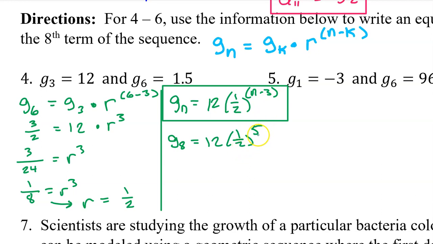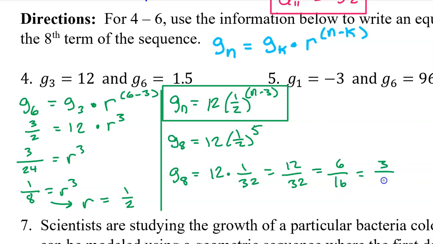2 to the 5th power is 32. So G8 is going to be 12 times 1 over 32. In other words, 12 over 32. So let's see, that would reduce down to 6 over 16. That reduces down to 3 over 8.